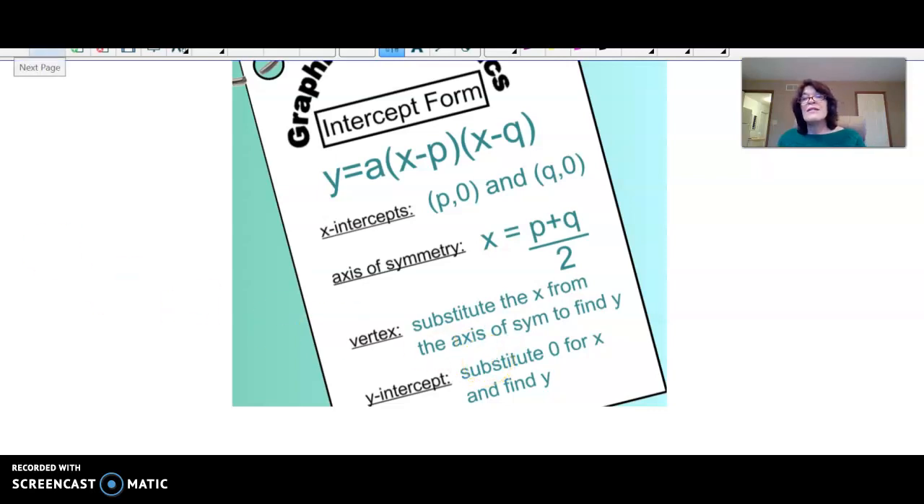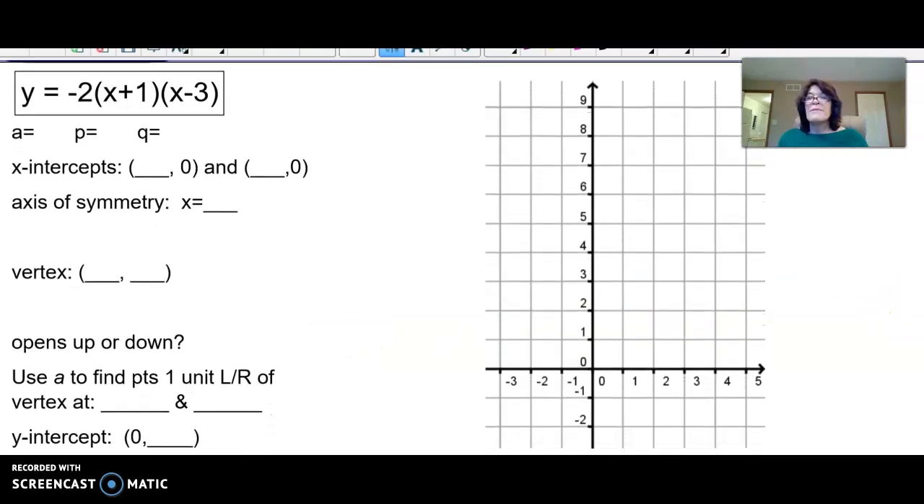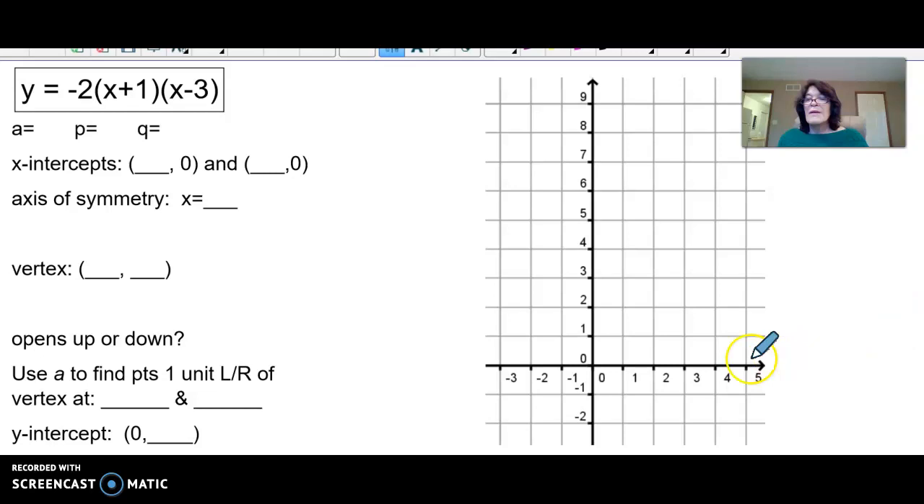Okay, let's go on to this example then and try it. I'm going to wait for this for the next video, but you can get started on it while you're getting the next video up. Okay? See you for part 2.